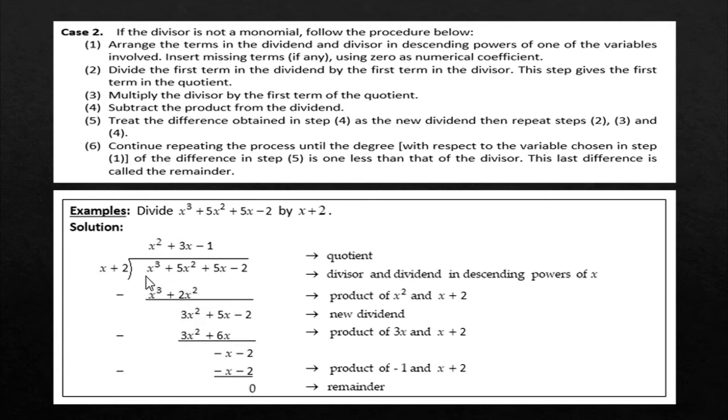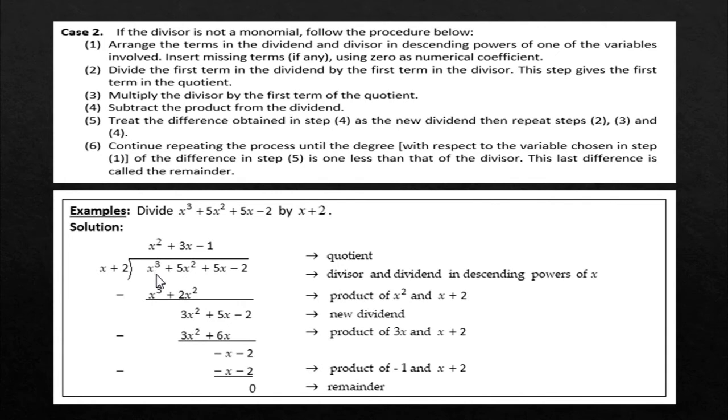Divisor and dividend. This is the dividend, this is the divisor. It is in descending power. Then, these are the product of x squared and x plus 2. This is the new dividend, the product of 3x and x plus 2. Then the product of negative 1 and x plus 2. And then the remainder is 0. So this is how we divide in case 2, if the divisor is not a monomial.